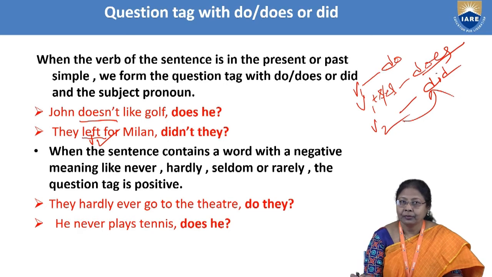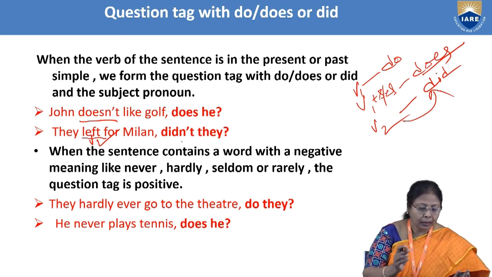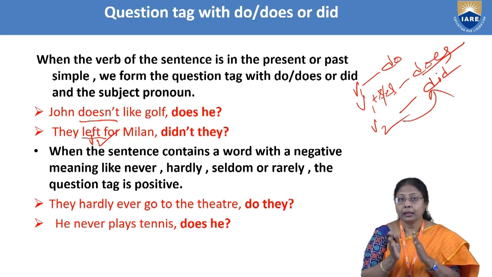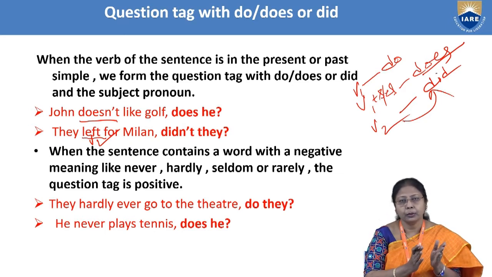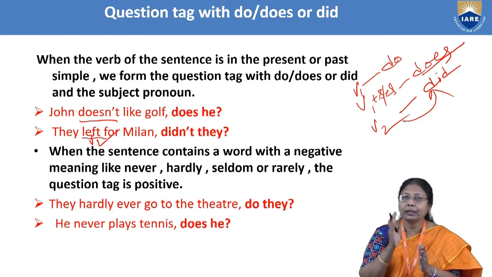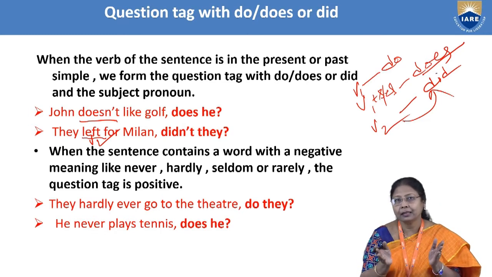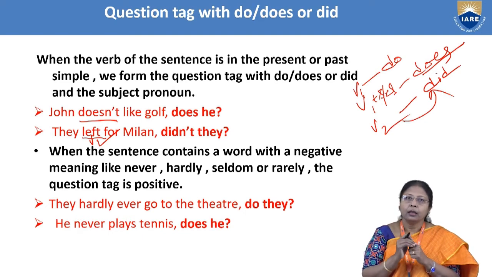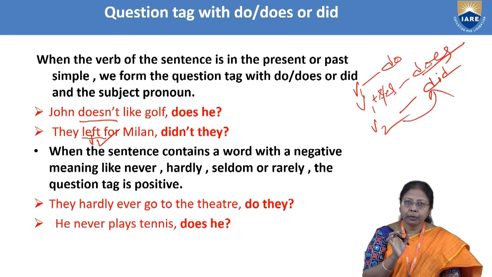Did. So in this, they left for Milan is a positive sentence and the verb is in the form of V2. So while taking the question tag, we have to go for a negative question tag, that is, didn't they. So in this way, when you have simple present tense and simple past tense, you get the question tags with do, does, did. Understand?